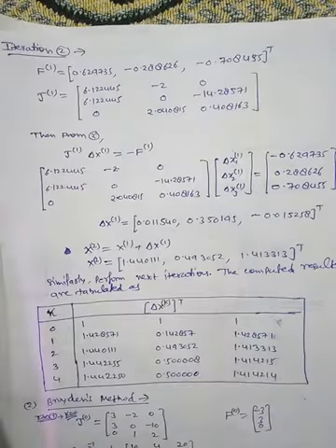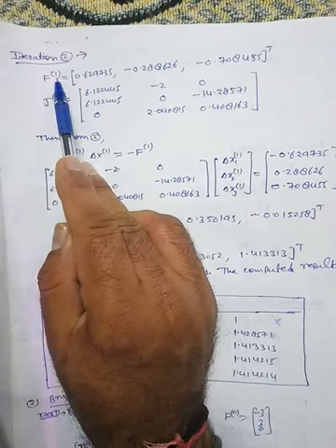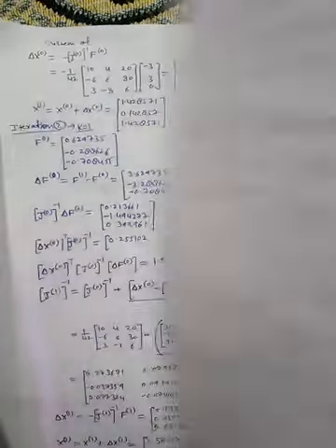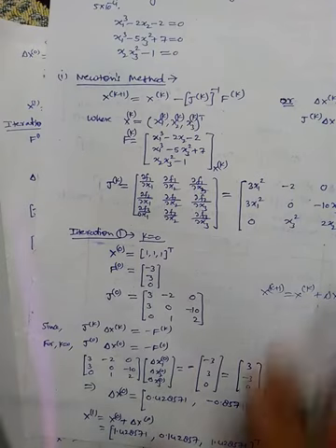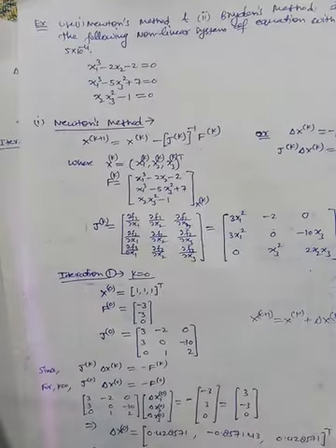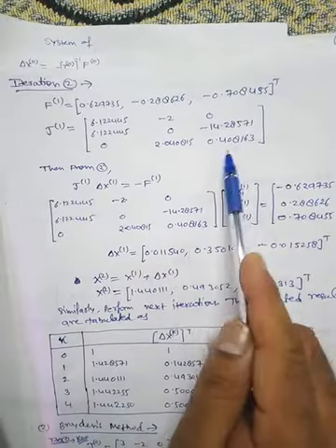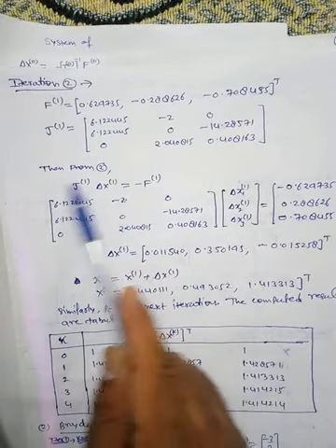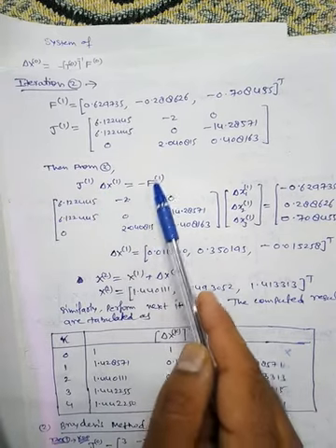Similarly, for the second iteration, first you find out f1. Just put these values, this x1, x2 and x3, herein and find out f1. Similarly, put these values herein and find out j1. So this is your f1 and j1. Now substitute these values in this equation: j1 delta x1 is equal to minus f1.